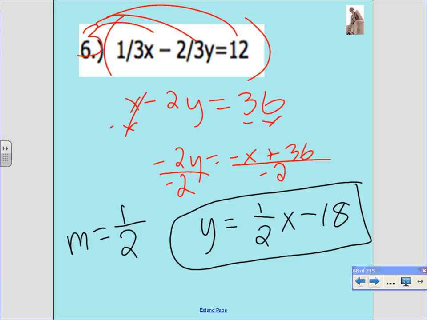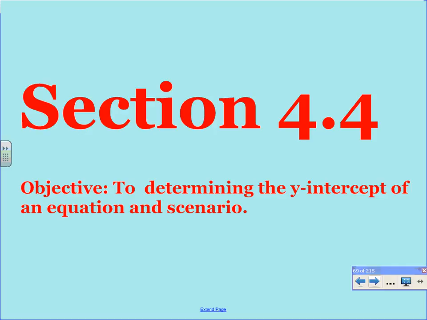Okay, positive. Okay, let's flip over your notes. I just want to at least start this. This next lesson is technically a review for you. So let's just talk through this and see how far we get, and then I'll let you know what your homework is. So lesson 4.4, the objective is determining the y-intercept of an equation and a scenario.